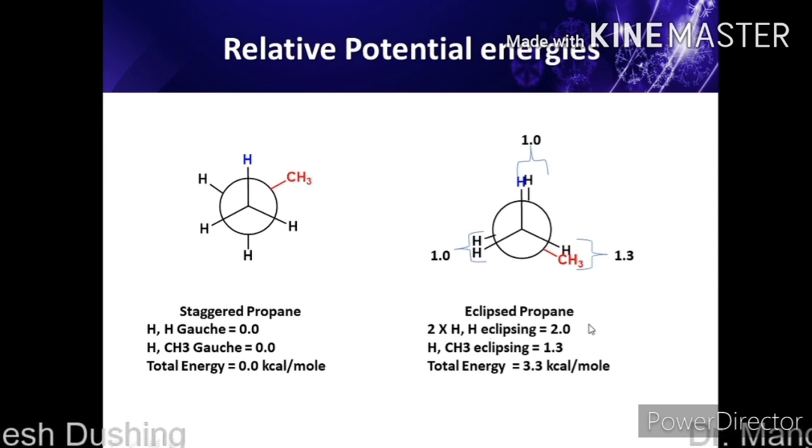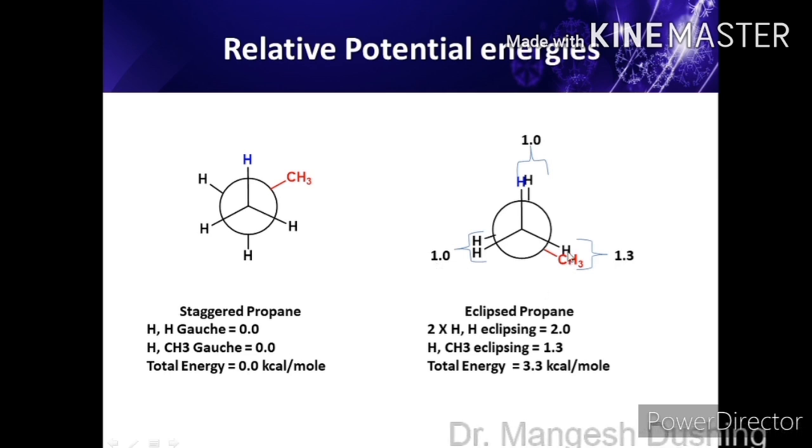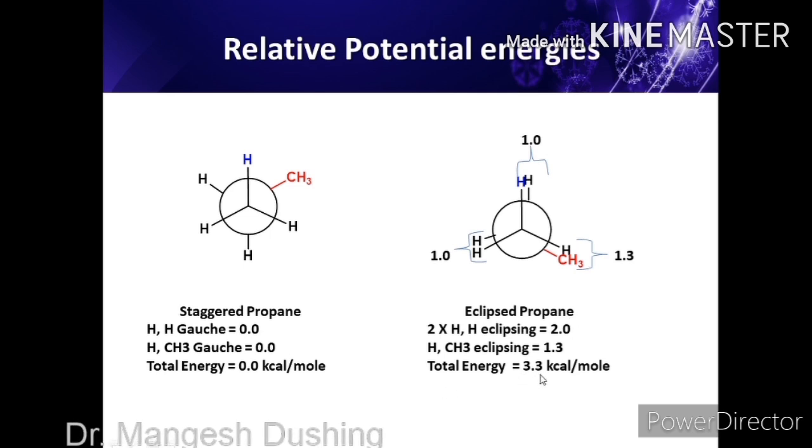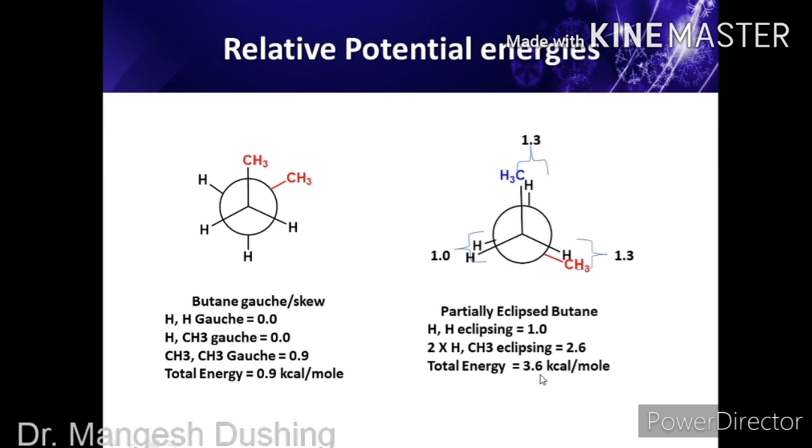This is the eclipsed structure of propane. In this case, see here, hydrogens are eclipsed, so energy is 1.0 kilocalorie per mole. Hydrogen eclipsed, 1.0 kilocalorie per mole. Here hydrogen and methyl are eclipsed, and the energy is 1.3 kilocalorie per mole. So the total energy of the molecule is 1 plus 1 is 2, plus 1.3, that is 3.3 kilocalorie per mole. So the energy of eclipsed propane is 3.3 kilocalorie per mole.